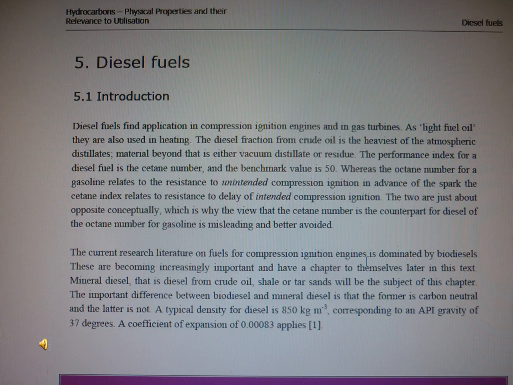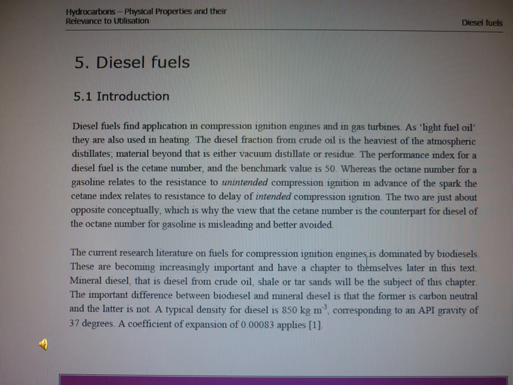The performance index for a diesel fuel is the cetane number, and the benchmark value is 50. Whereas the octane number for gasoline relates to the resistance to unintended compression ignition in advance of the spark, the cetane number is related to the resistance to delay of the compression ignition. The two are just about opposite conceptually. So the claim that the cetane number is a counterpart for diesel of the octane number for gasoline is misleading and better avoided.